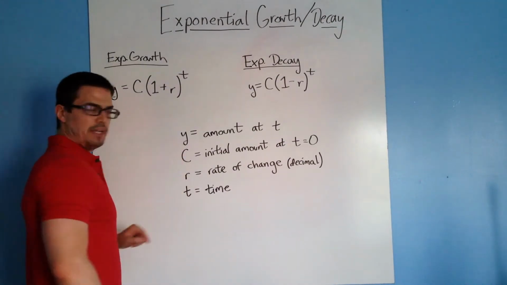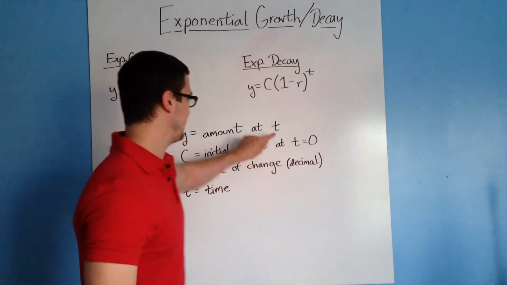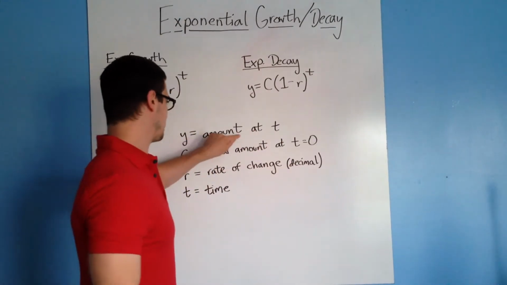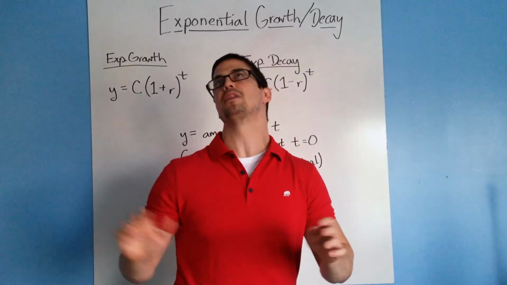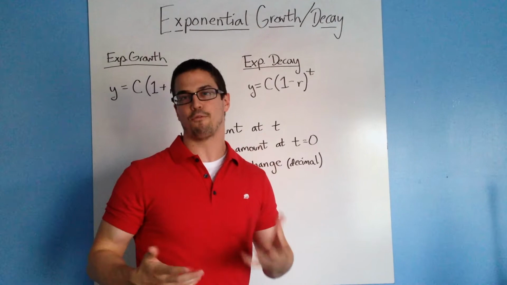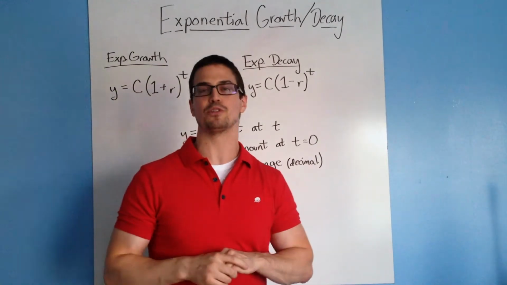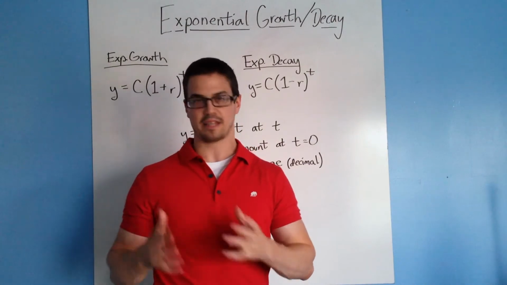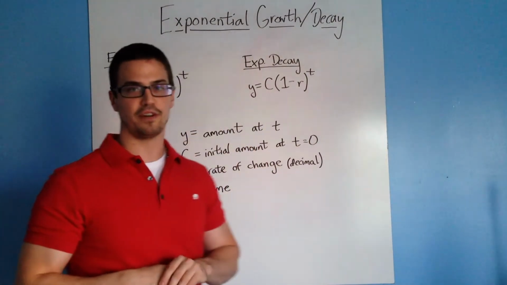Here's what each variable represents. So y is the amount at time t. So you're going to be plugging in t to find y, and it says amount. This could be the amount of dollars, this could be the amount of bacteria growth, this could be the amount of human population. It's just the amount of whatever the problem is asking for. You're going to see different problems. We're going to go over a couple in class, and you're going to see some in your homework that use this equation to help you understand what each of these variables mean.